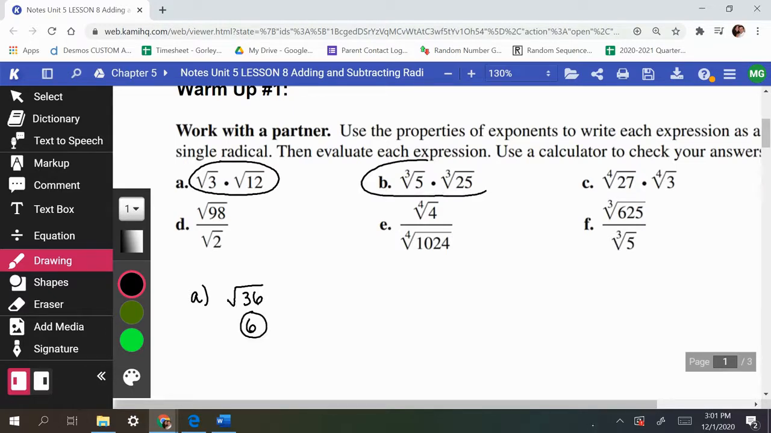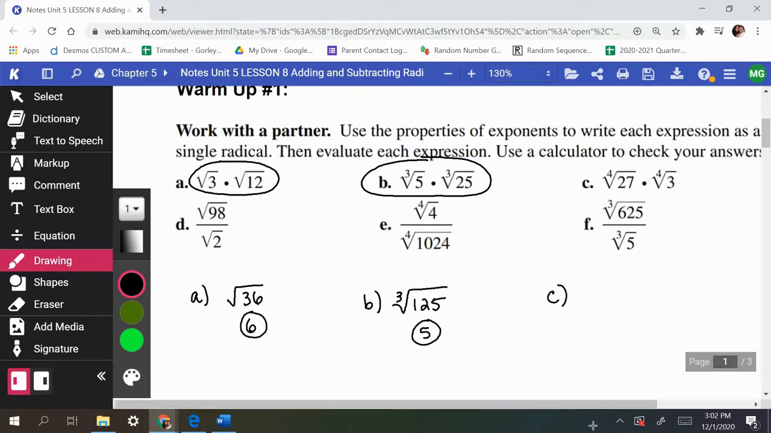In part B, we're dealing with cube roots. They are both cube roots, so I can multiply straight across. 5 times 25 is going to give me 125, and that is a perfect cube. That is going to be a perfect cube of 5.